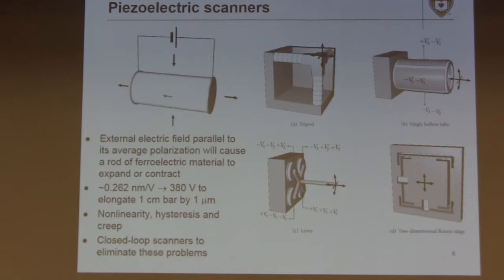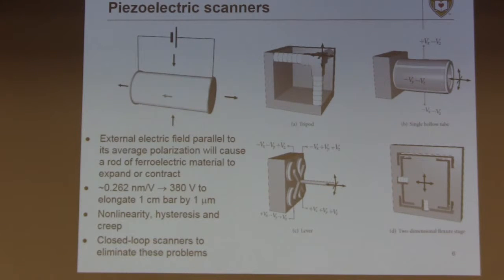Nowadays they use these closed loop scanners to partially eliminate them. Nevertheless, AFM is not your direct imaging technique. In the optical microscope, what you see is what you get, right? In AFM, you have this tip that really is connected to all the electronics. So it's not a direct imaging technique.